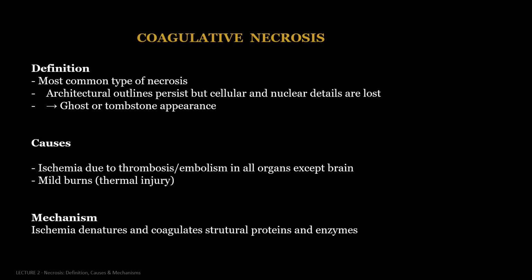What is the mechanism? How does coagulative necrosis occur? The mechanism for coagulative necrosis is ischemia, which denatures and coagulates structural proteins. So because of ischemia, which is decreased flow of blood to an organ, the structural proteins and enzymes coagulate and denature. So that is the mechanism of coagulative necrosis.